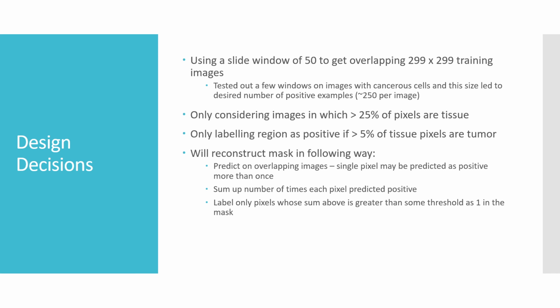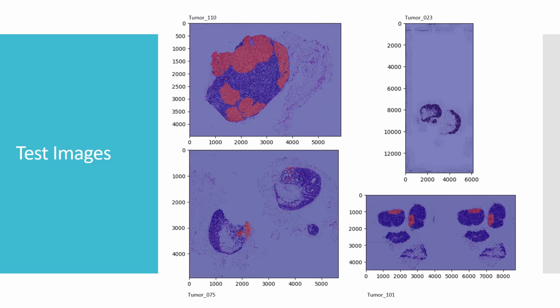Because I have overlapping 299 by 299 images, the way I reconstruct the mask is that some pixels are going to be predicted as positive more than once because they appear in more than just one image. And so I basically sum up the number of times they're predicted as positive and only take the ones that are above a certain threshold as actually being positive, and I take that as my mask. So I wanted to only look at a few test images to compare the different experiments that I ran.